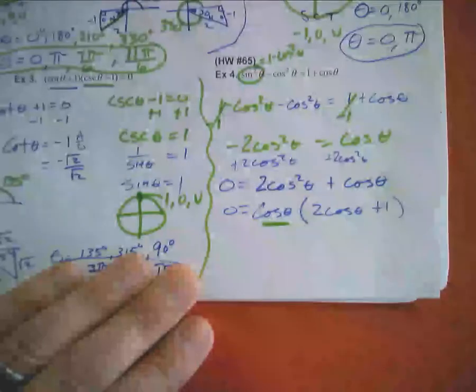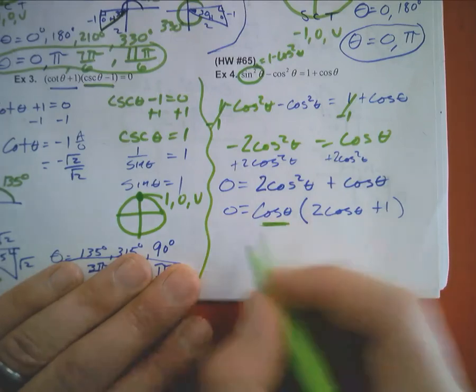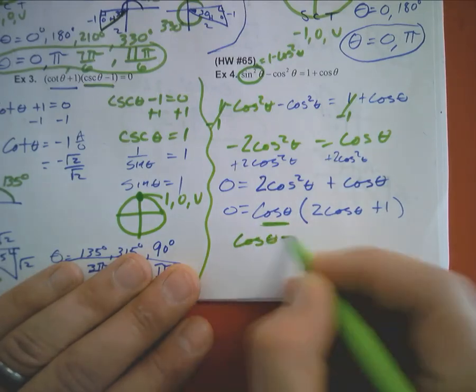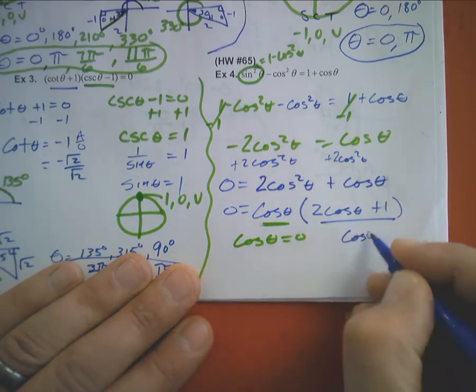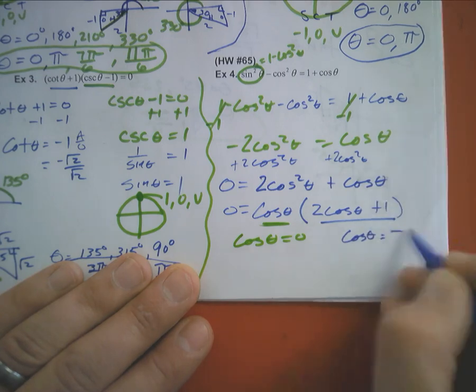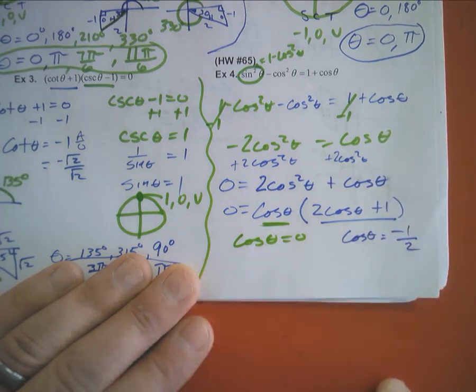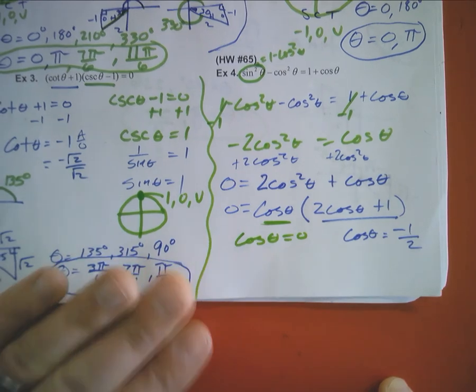Zero product property says if this times this is equal to 0, then set both of them equal to 0. And then I'm going to set this equal to 0, and I'm going to solve it as I'm going. I'm going to subtract the 1 over and divide by 2, and I get negative 1/2. Are you guys okay with that?